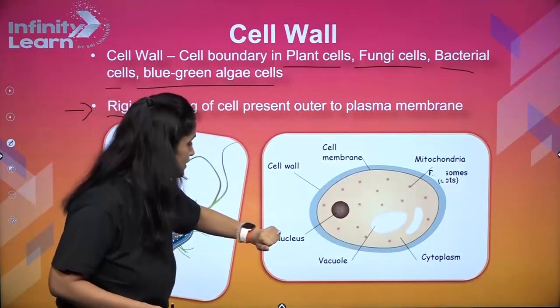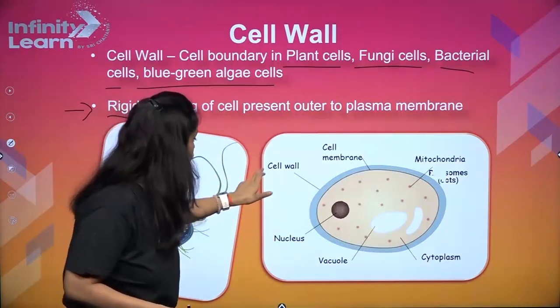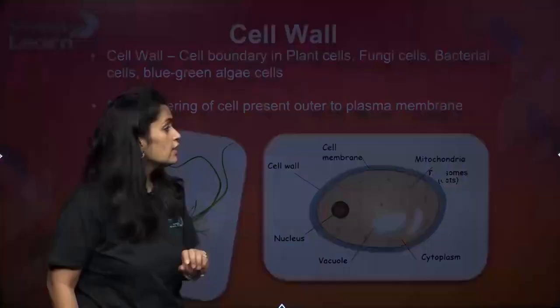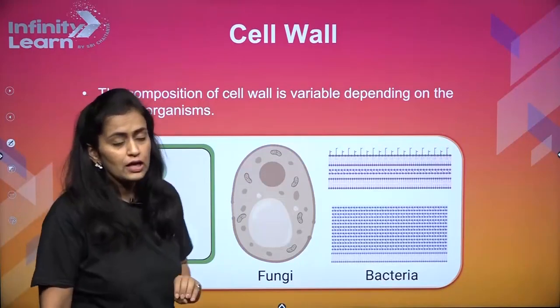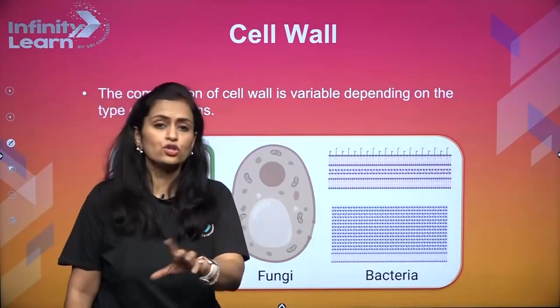This is a yeast cell, a unicellular fungus. So it also has a cell wall over here, right? So let's see what the composition of the cell wall is in different organisms. As I told you, it varies from organism to organism.